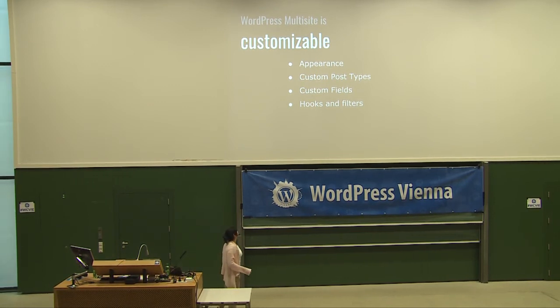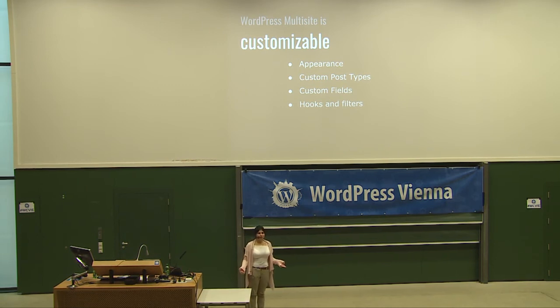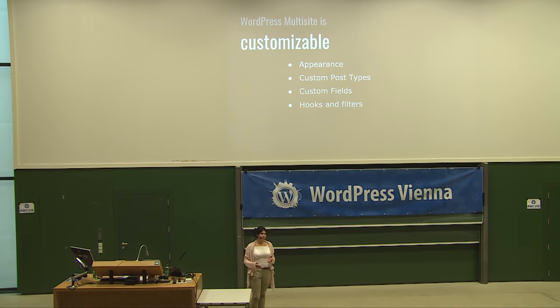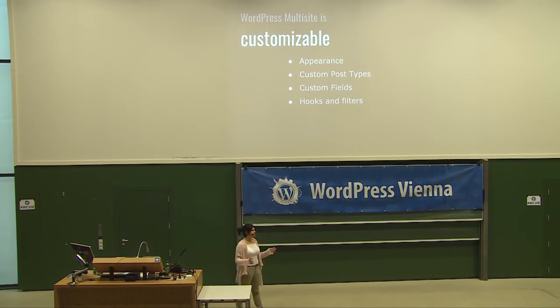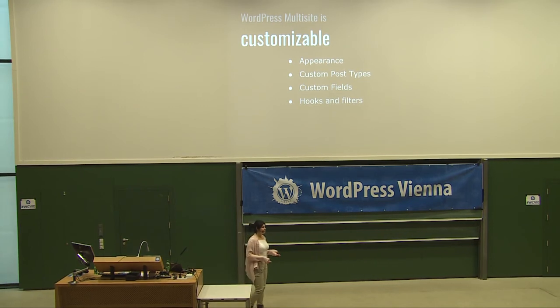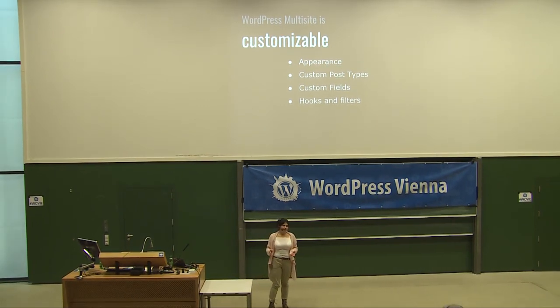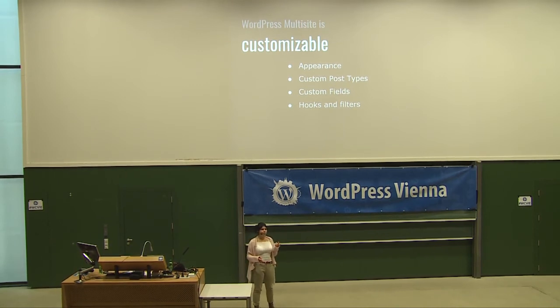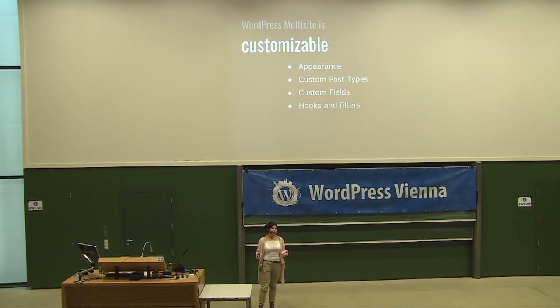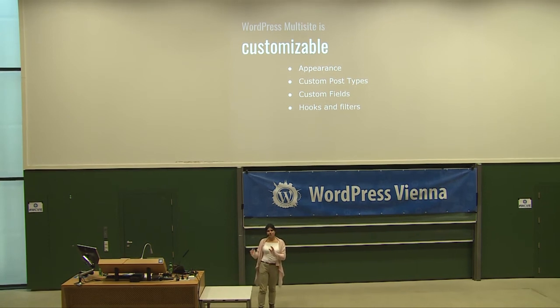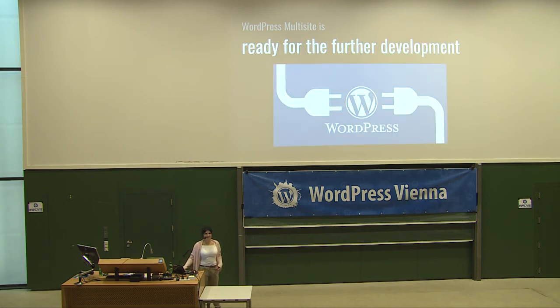And the next one is customization, right? Just like in a single WordPress install, in multisite we can do whatever we want with the appearance. We can use custom post types and connect them in the network. We can use custom fields to structure all the data, and synchronize them across the network. And also, of course, hooks and filters that we can use across the network and on a per-site basis.